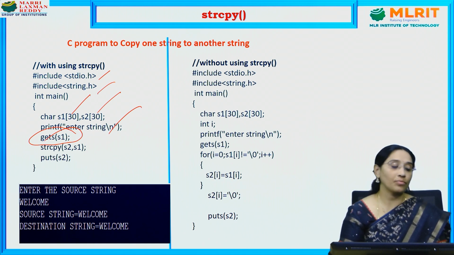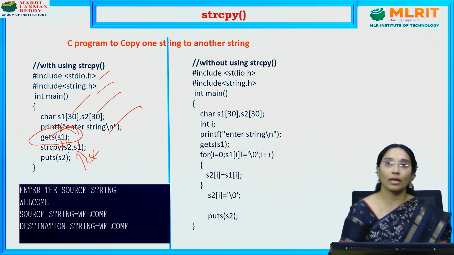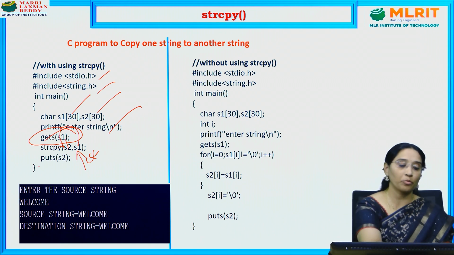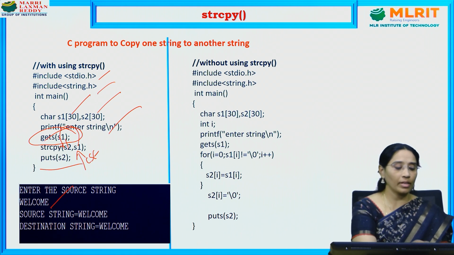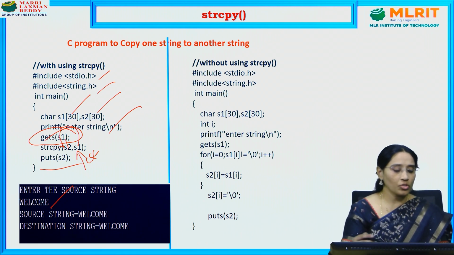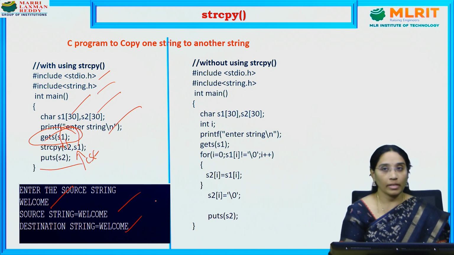gets of s1. See here, I have CSC in s1, and that data will be copied to s2 with the help of the strcpy function, and puts of s2. puts is an output function, so it will print the string. Here in the example, they have taken welcome. The source string is welcome and the destination string is welcome, after copying the data from source to destination.